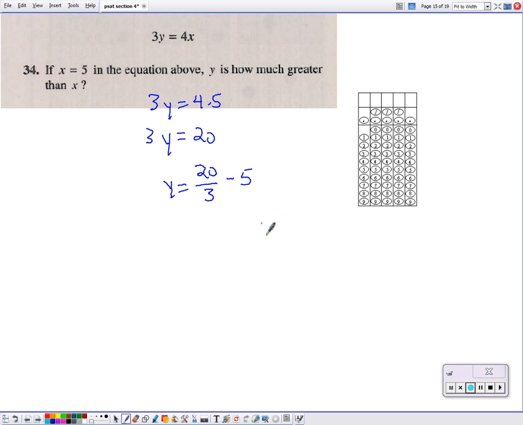Well, here's the thing. I'm going to do this without a calculator because I don't have one with me. So I'm going to go 20/3 minus, I'm going to multiply this by 3 over 3 and make it 15/3. So my answer is 5/3. Now, I'm not going to think about 20/3 as 6 2/3 because I can't grid an answer that's a mixed number. I can only grid an improper fraction or a decimal. So I'm going to grid 5/3.